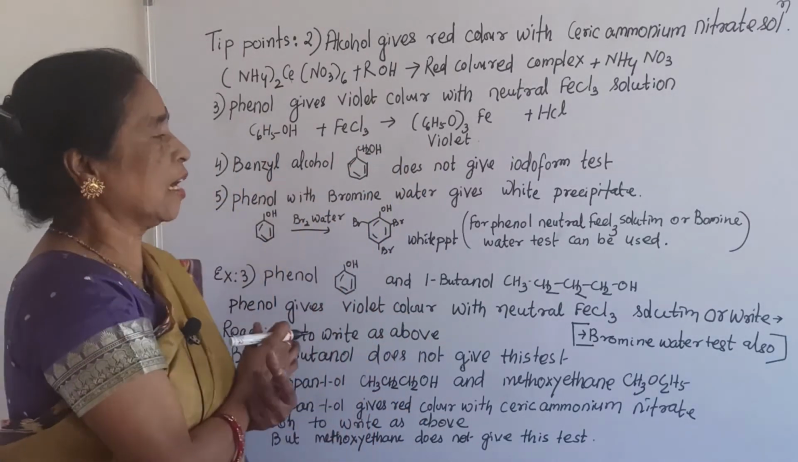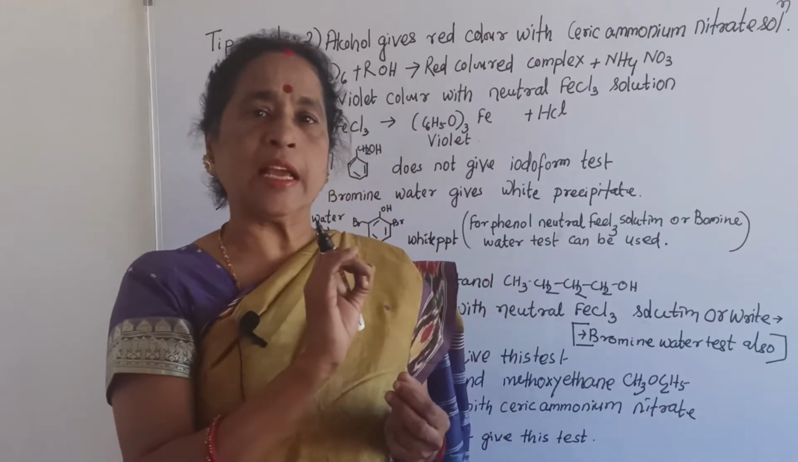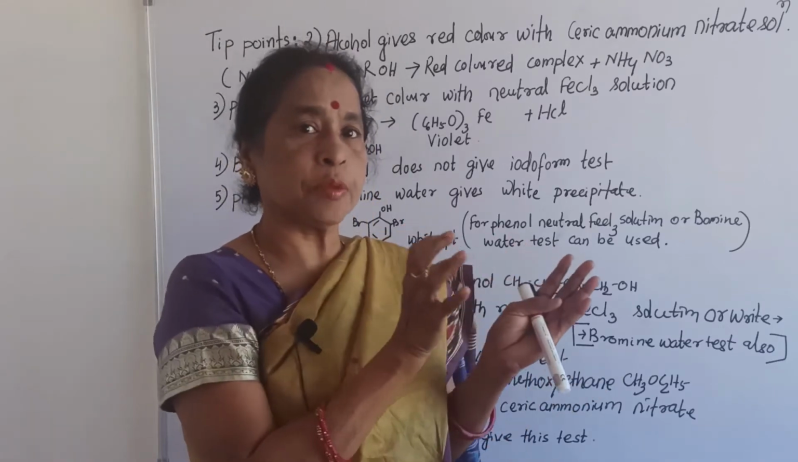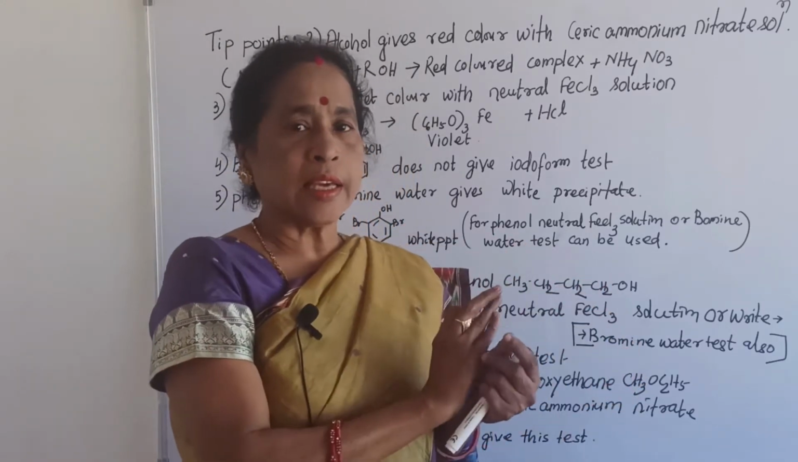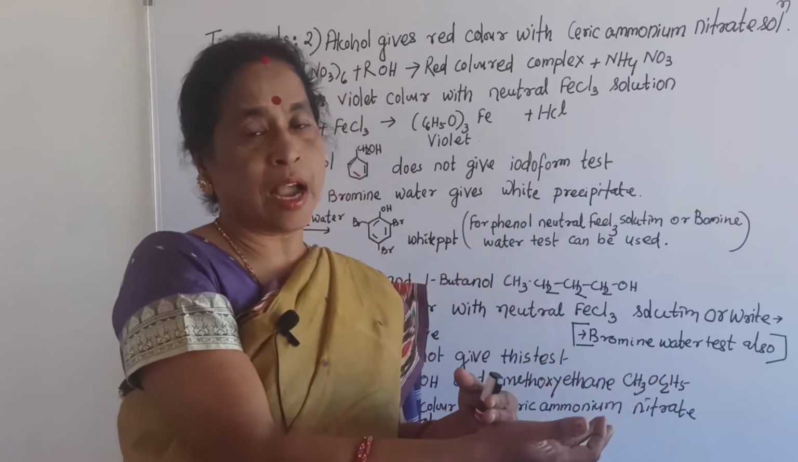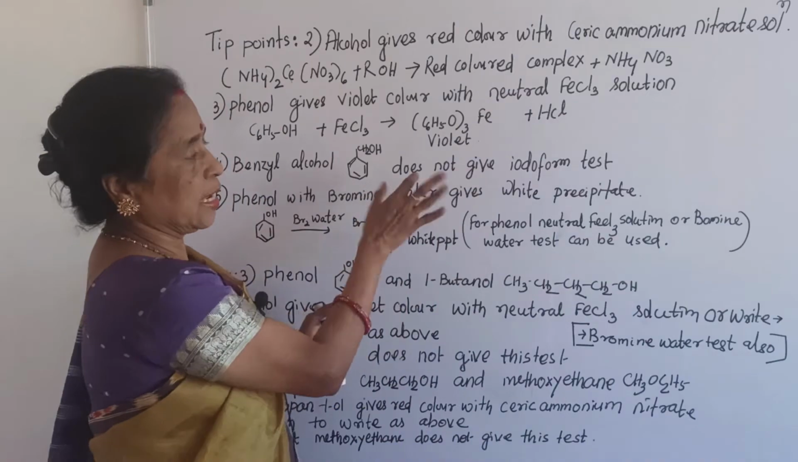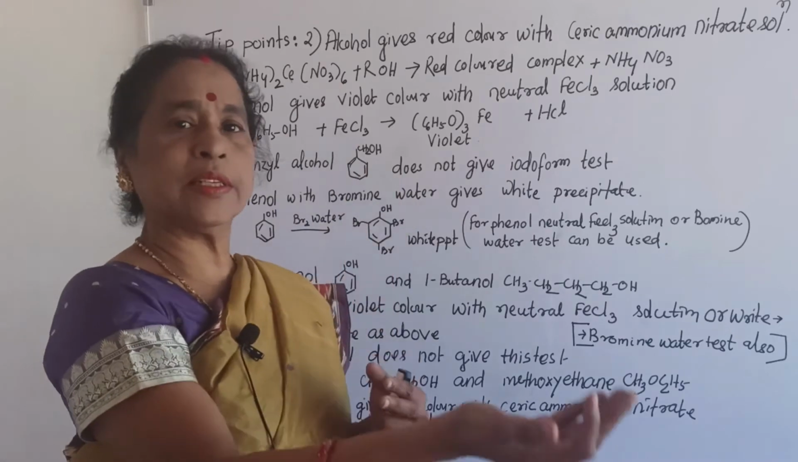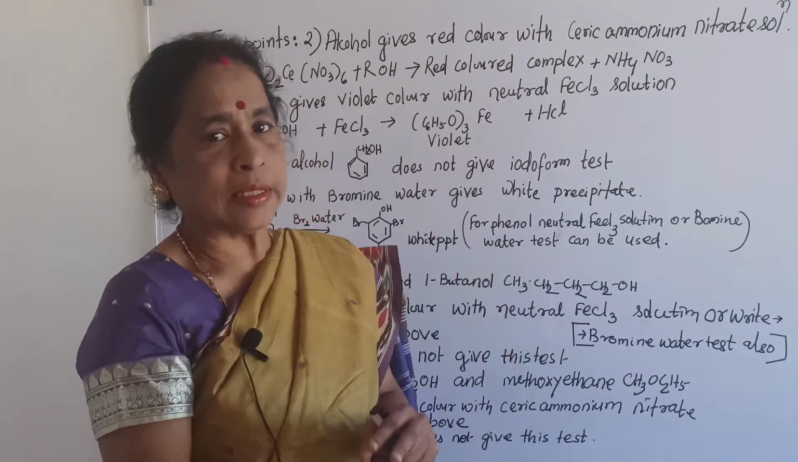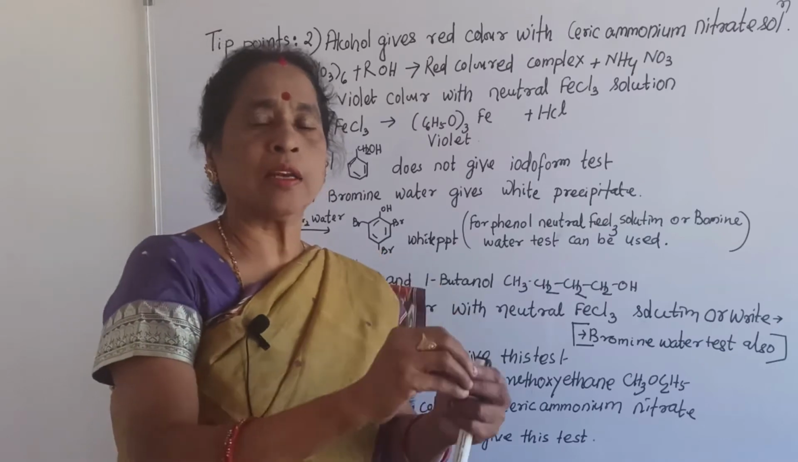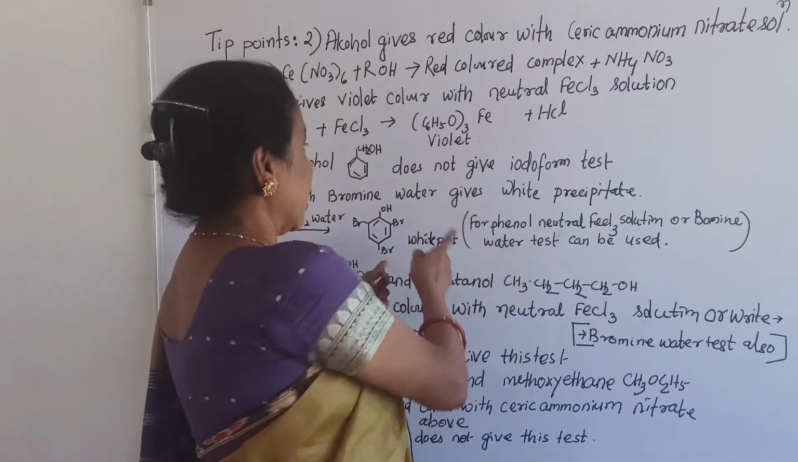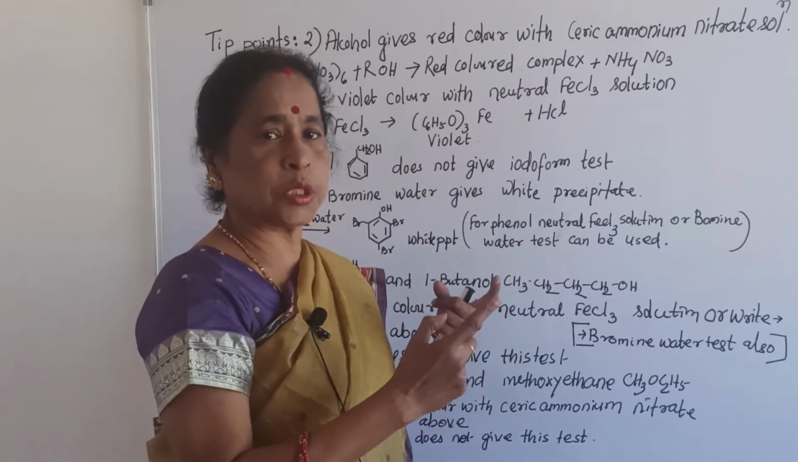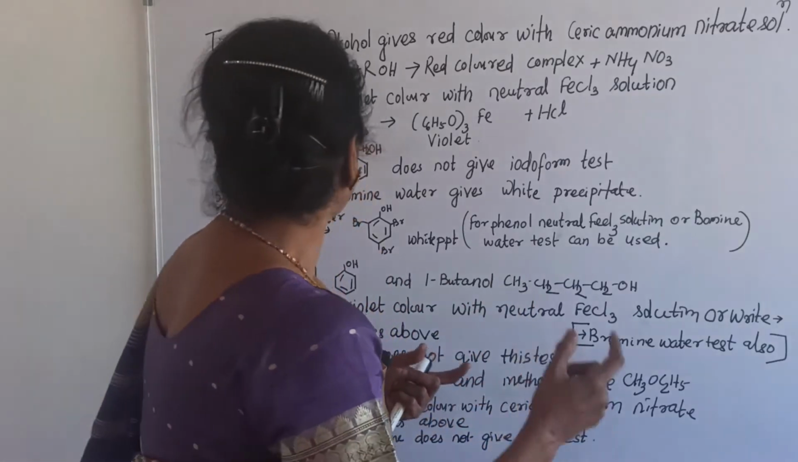Next, benzyl alcohol never gives the iodoform test. Remember, if any distinction comes with benzyl alcohol, the other compound can give the iodoform test, and here you can say benzyl alcohol does not. Suppose ethyl alcohol and benzyl alcohol: we know ethyl alcohol will give the iodoform test, whereas benzyl alcohol does not. So this is a very important question, ethyl alcohol and benzyl alcohol.